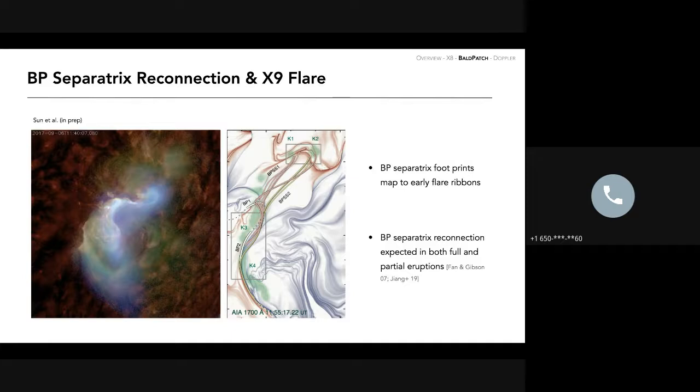And the green shades are the earliest flare kernels from AIA 1600. You can see the two kernels, K1 and K2, on the far top. They would be very difficult to interpret if you don't have the bald patch magnetic field lines, because they are connected to the main flaring site only through these bald patch separatrices. So we would like to argue that the X9 flare initiation probably involves reconnection in the bald patch separatrix surface. Next slide, please.